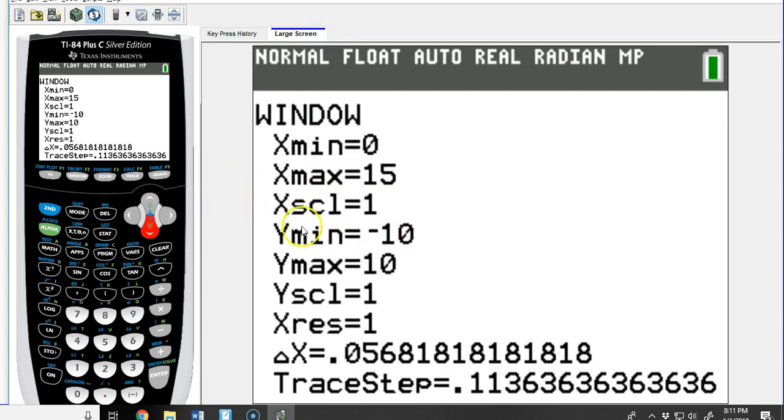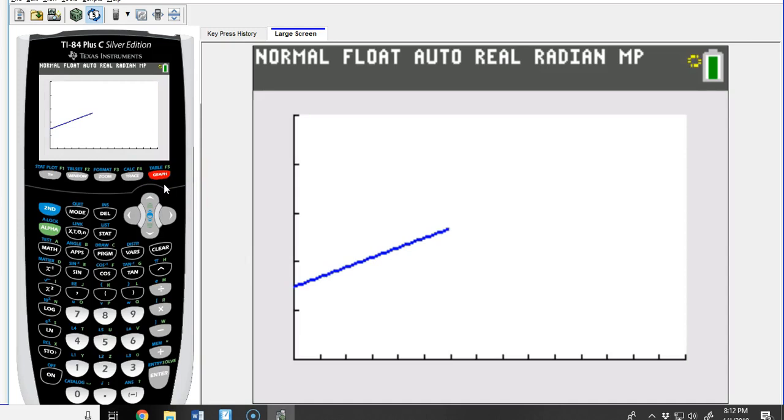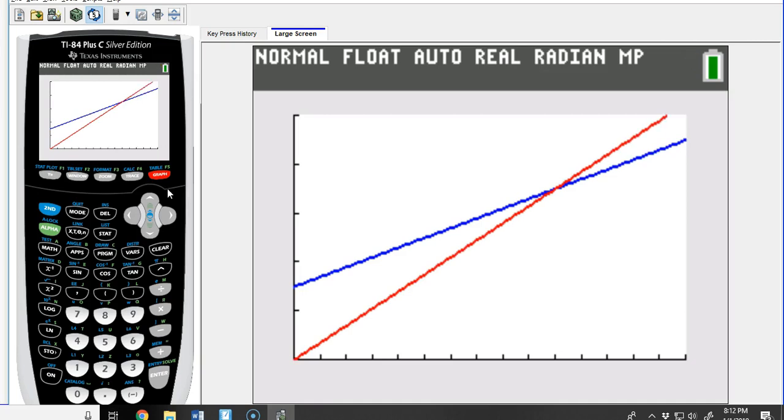We said the Y's, according to our table, we could go just from 0 to 5, we said. Okay, again, that's dollars. Again, 1 mark every dollar would be fine. Now we can press graph. Company A, company B. Okay.